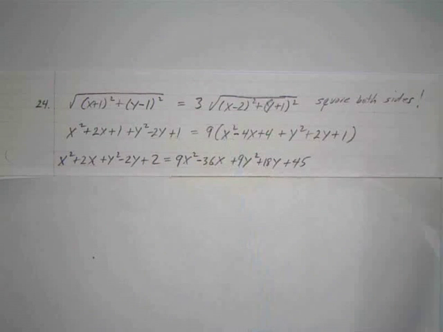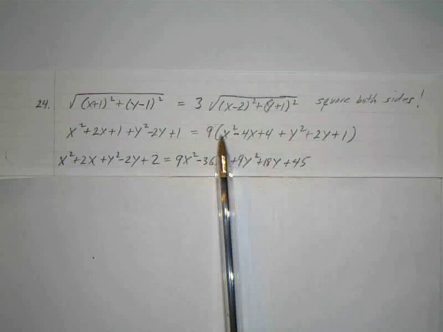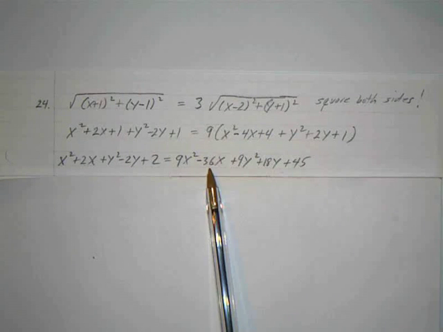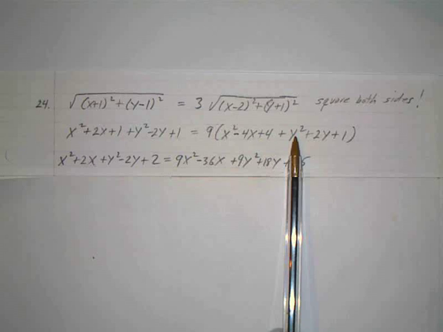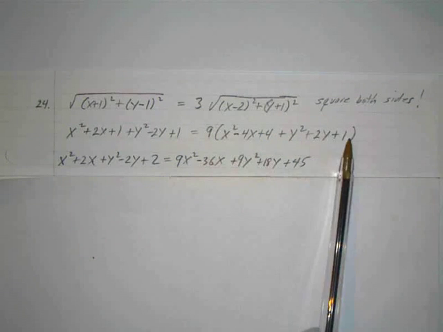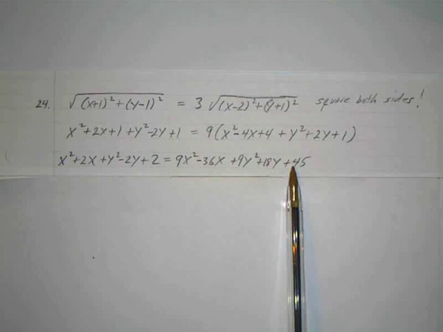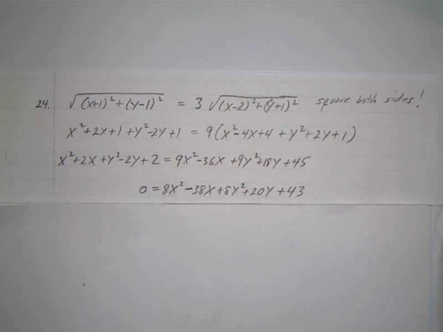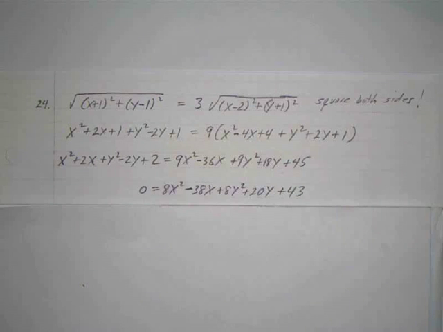And I multiply all these out, and I simplified my numerical terms. So I got 9x squared minus 36x plus 9y squared plus 18y. And then 4 plus 1 is 5. 9 times 5 is 45. And then I got everything on one side. So I just subtracted. I got everything on the right.